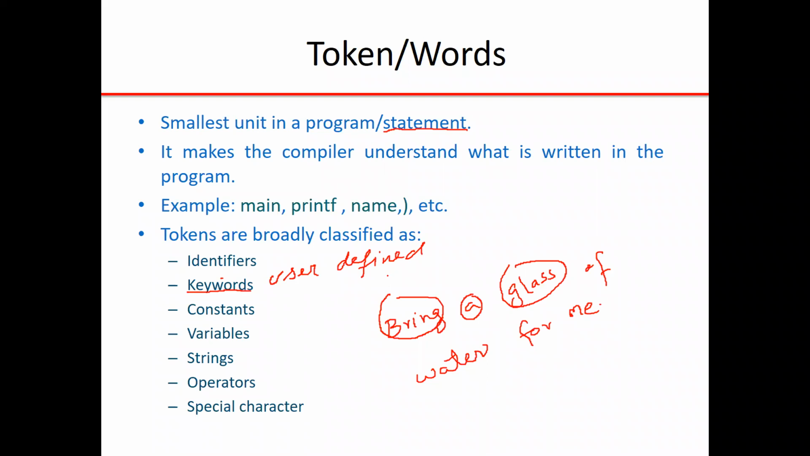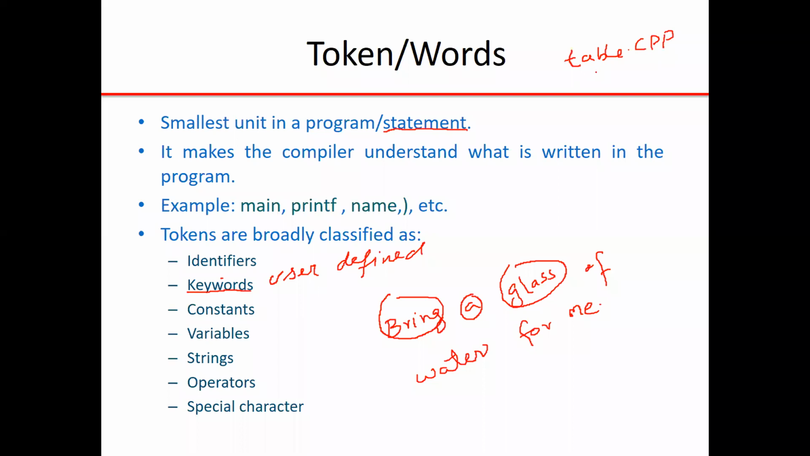So what are the situations or places where user-defined words are needed? Suppose you want to save a file, and you have to choose the name of the file. Suppose the name of the file, as I gave you in the previous example, is table.cpp. The table is the file name.